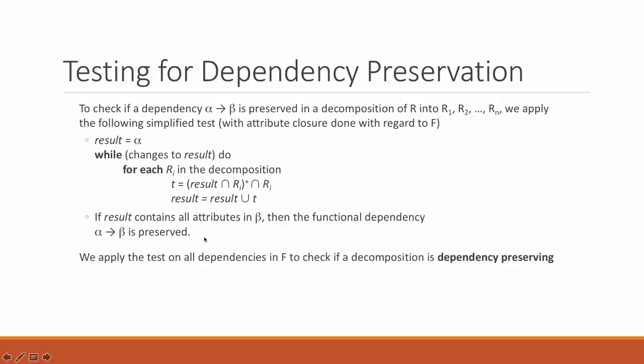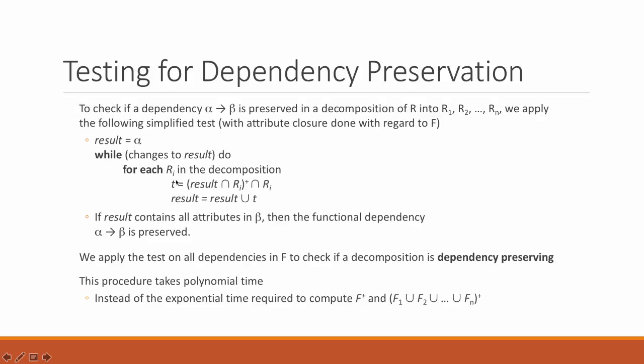All right. So what we do is we apply this test to all of the dependencies in F to check if the decomposition is dependency preserving. And this is a really nice algorithm because it takes just polynomial time. You don't have to calculate every possible combination of attribute set closures. All you need to do is you go through and you're always just adding things to result until there's nothing more to add, which is a lot easier than calculating the full attribute set closure of all of your individual functional dependencies and making sure that that's the same as the functional dependencies that you start with.